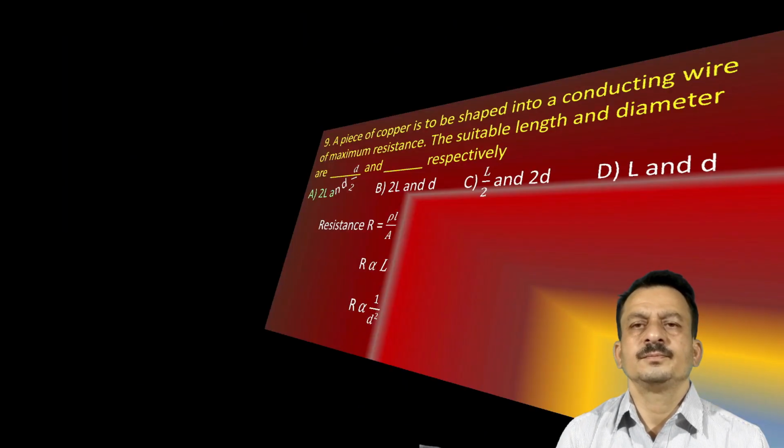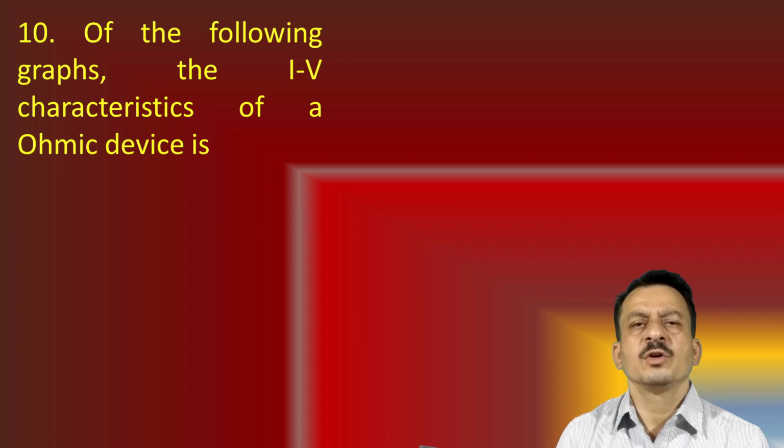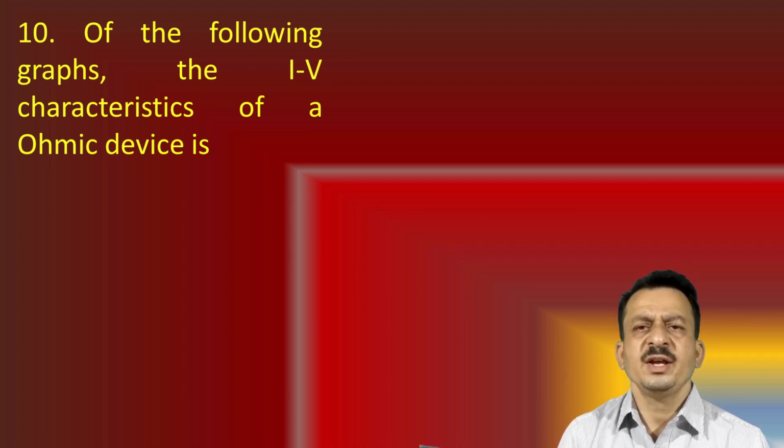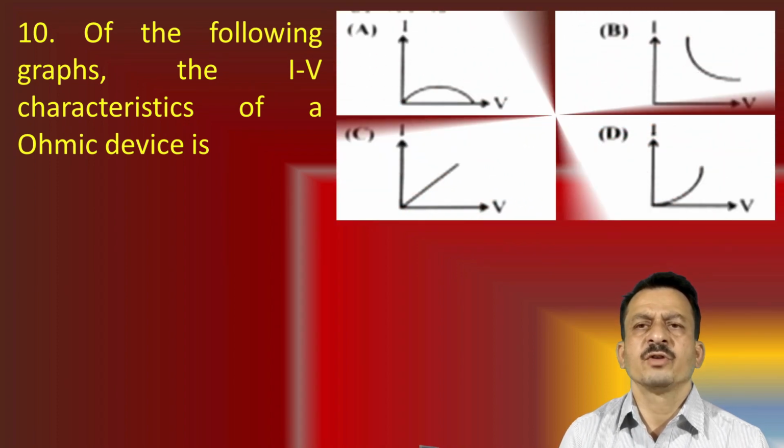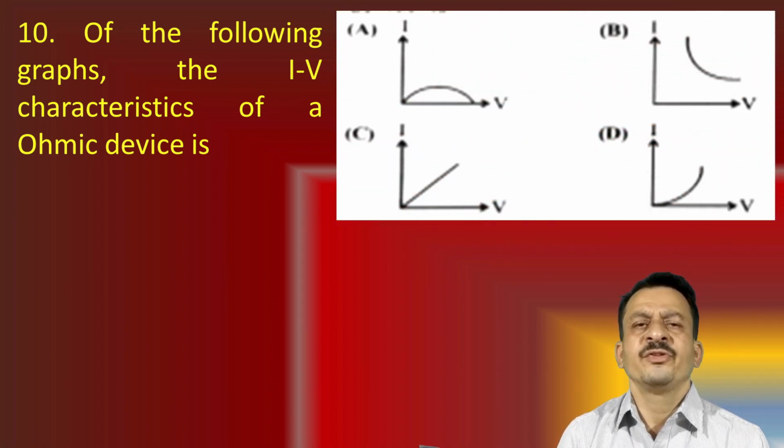Next problem. Of the following graphs, the IV characteristic of an ohmic device is, look at the diagram. They have given 4 diagrams, A, B, C, D. Among them you have to choose which graph represents an ohmic device.